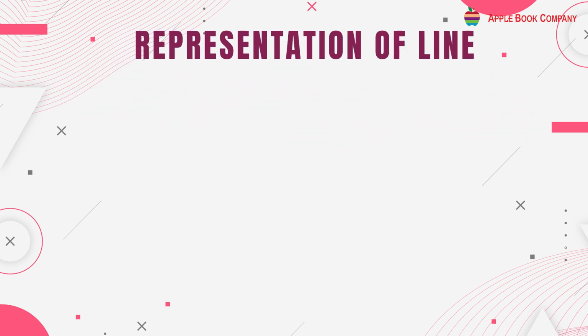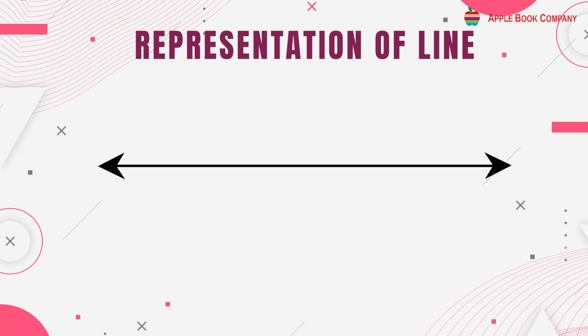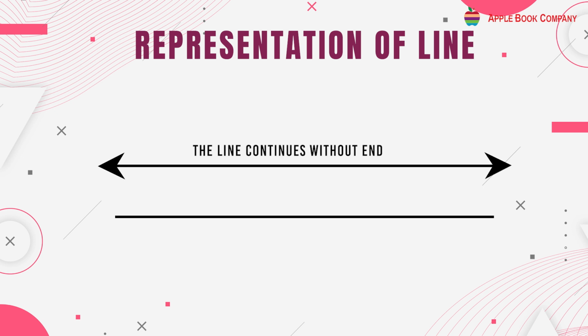Representation of line. We show a line with arrowheads at both ends. Look at the figure. So there is an arrow at one end, another arrow at the other end. The arrowheads at each end tell us that the line continues without end. The line segment is like a straight line but without any arrows at the end.